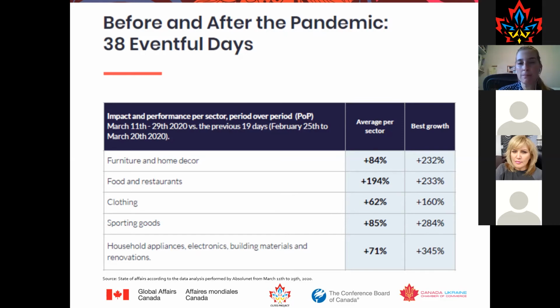There is a comment that the statistic shown supports your point that Canadians continue to have the means to buy. People are renovating their houses, buying appliances, furniture, home decor, etc. It's true. Everybody's still buying. You see the numbers here? You see that furniture is growing very fast. Household appliances. So people are renovating homes. As I said, it's not a recession. We're not in a recession.